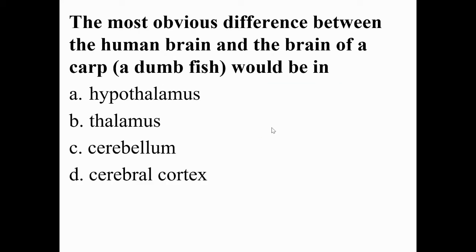So, the most obvious difference between the human brain and the brain of a carp, a dumb fish, would be in the what? Okay, so on an evolutionary scale, what is the most evolutionarily advanced part of the human brain? The answer is D, the cerebral cortex. That's what really makes us human.